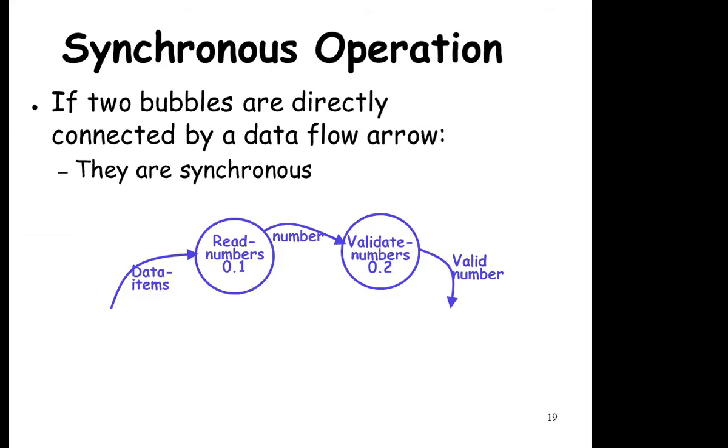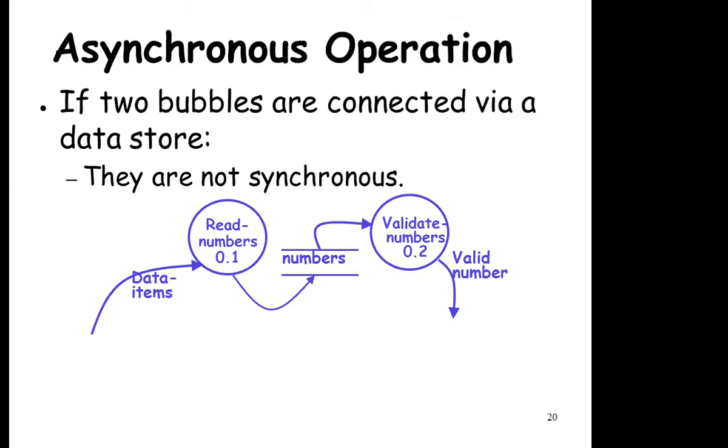Asynchronous operation. Next. Just see, if a number is read and we store that number before validating, then we need a data store. So here the name of the data store is numbers. You read the number, first you store it, then from that storage, that particular file, the number is taken again by the validate function, then it validates. So there is a data store in between the two bubbles. So it is an asynchronous operation.